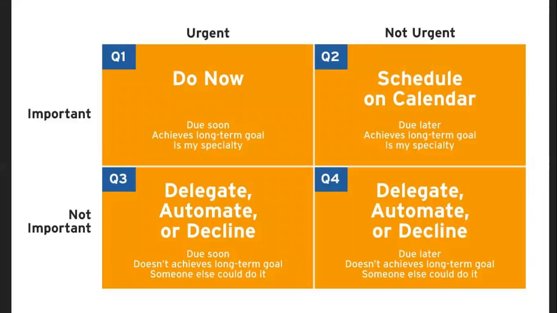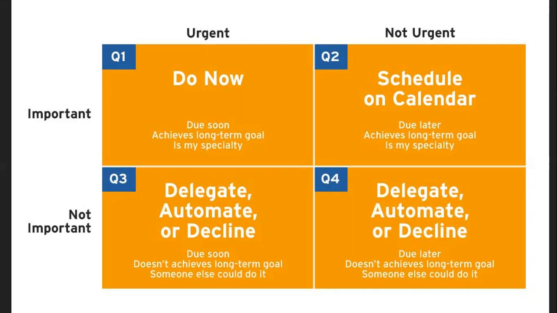Not important but urgent. You need to delegate, automate, or decline them. Delegating means asking someone to deal with them. Automation means doing this process somehow automatically without extra effort needed. And finally, declining means not doing this task at all, because it is not important, however urgent.